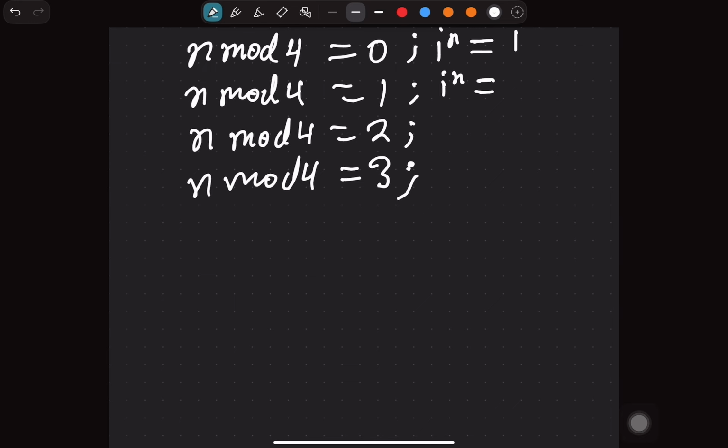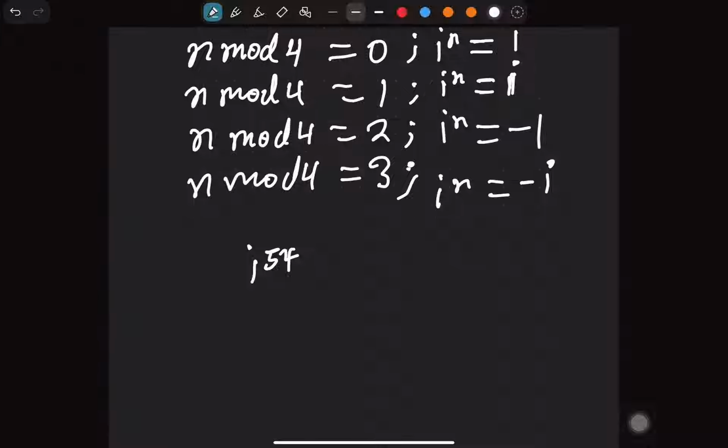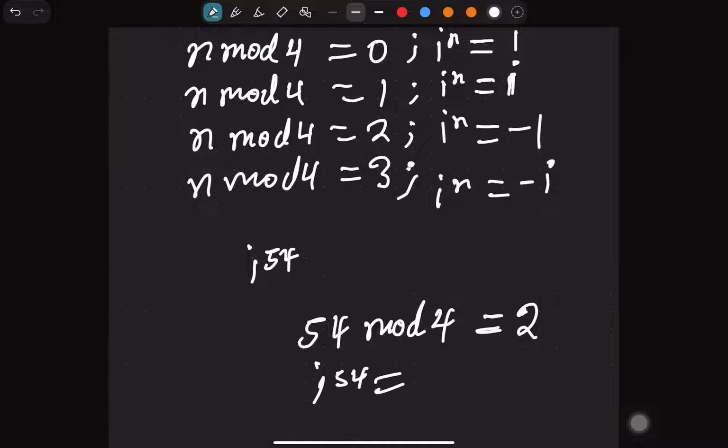So when n mod 4 is 1, this is going to give us i. Then when n mod 4 is 2, i to the power n is going to give us -1, and when n mod 4 is 3, i to the power n is going to give us -i. So for instance, i to the power 54, at random: 54 mod 4 is equal to 2. Hence i to the power 54 is equal to, then we come here, -1. So that's how we deal with the powers of the imaginary unit.